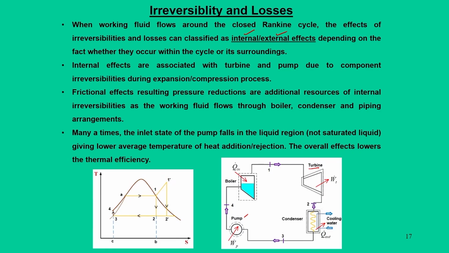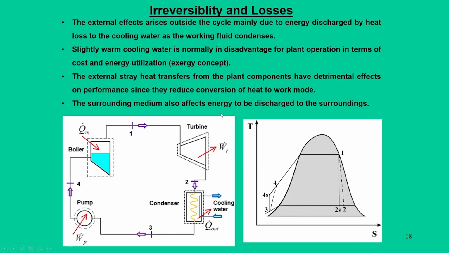Similarly, the pump operates in an isentropic manner. What happens if it does not operate in an isentropic manner? For that reason we introduce the term isentropic efficiency, and through this isentropic efficiency we can easily calculate or quantify the thermodynamic effects of the Rankine cycle by including irreversibility and losses.